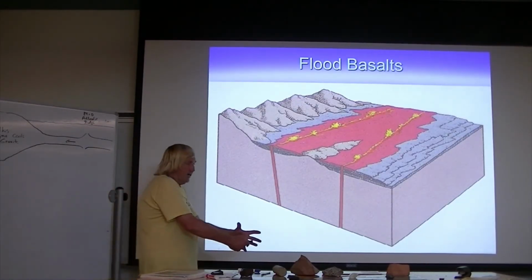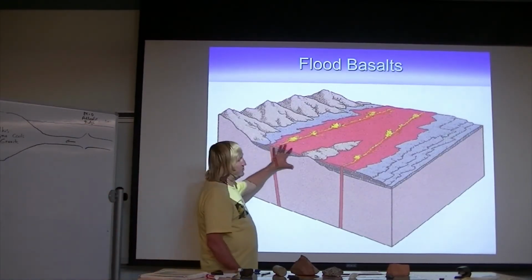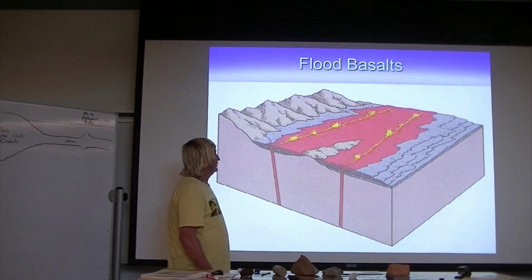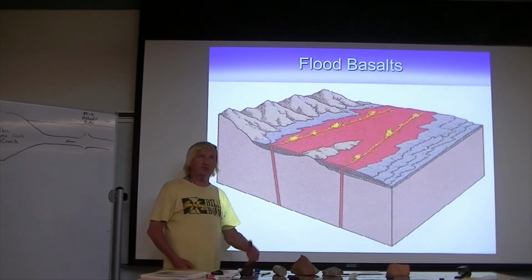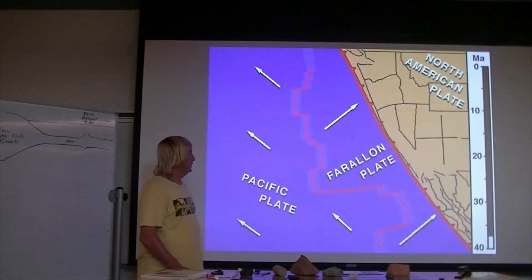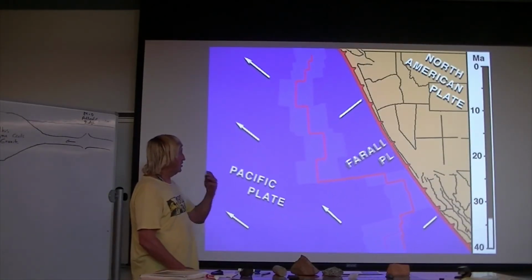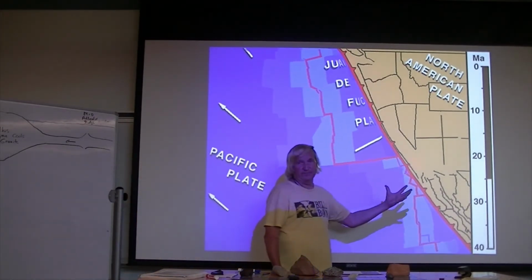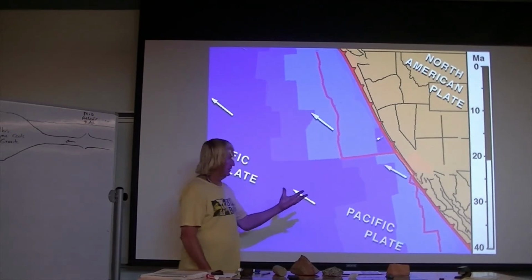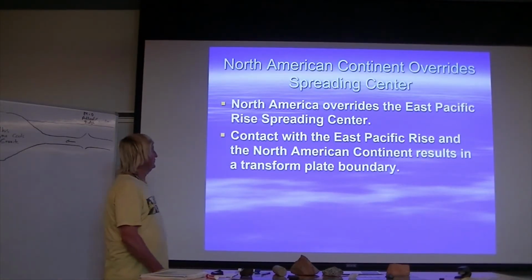Because the continent is being stretched, we get these flood basalts. The San Andreas Fault is stretching the continent, and it's also thinning the crust. And as that crust becomes thin, it allows magma to penetrate and form volcanoes.